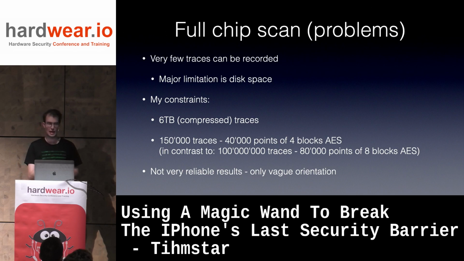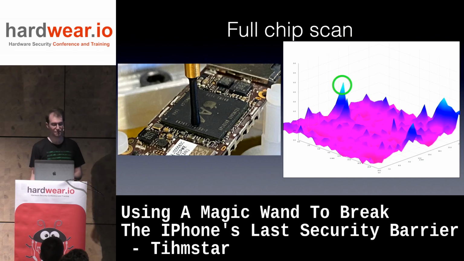By the way, this is about 80% compression rate, which means I only could record 150,000 traces with 40,000 points each and only 4 blocks of AES. In contrast, what I was doing before is 100 million traces with 8,000 points and 8 blocks of it. So take these results with a grain of salt, because it's only vague orientation. So this is not too reliable, but for me it was good enough.